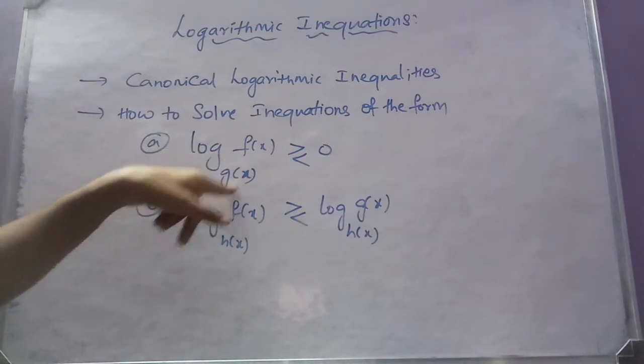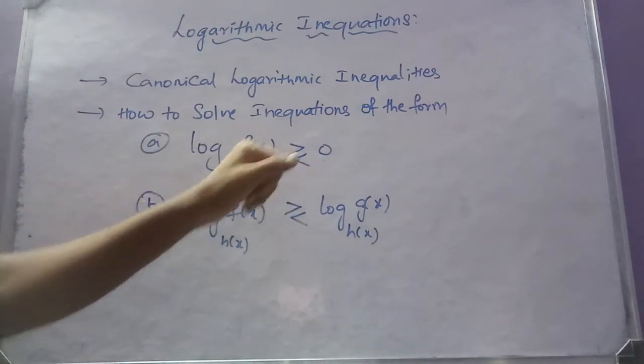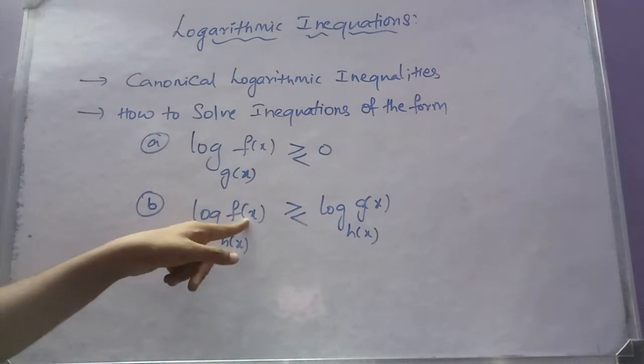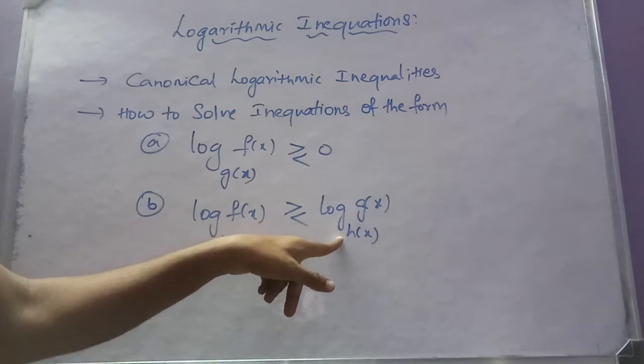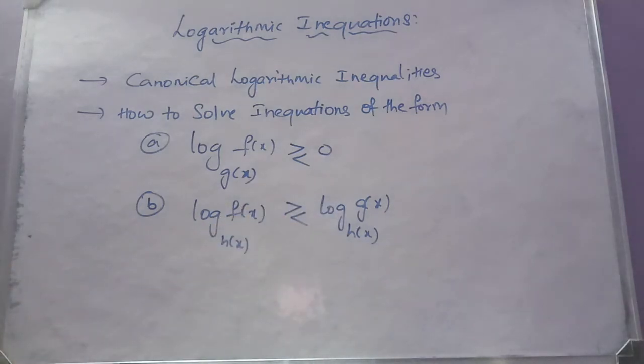And after that, using this we will see how to solve the inequations of the form log f of x base g of x either greater than 0 or less than 0, and at the same time log f of x with base h of x is greater than log g of x with base h of x, or you can also take less than symbol. Along with certain examples we will understand all this logarithmic inequations. So now let us start.